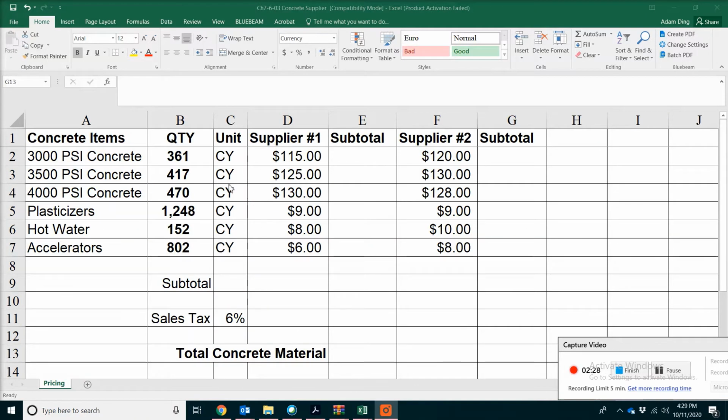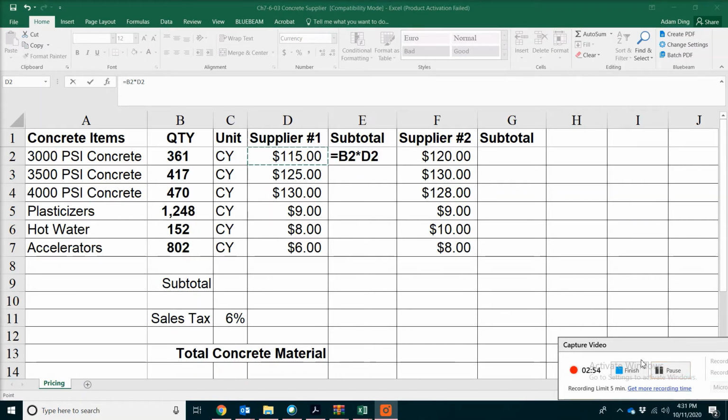Let's look at the quote. One thing to notice is that we already combined all the ready-mix volume according to their strengths. Now let's work out the price for the first supplier. For 3000 psi, we're looking at 361 cubic yards at $115 per cubic yard.